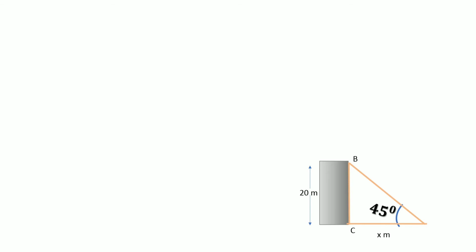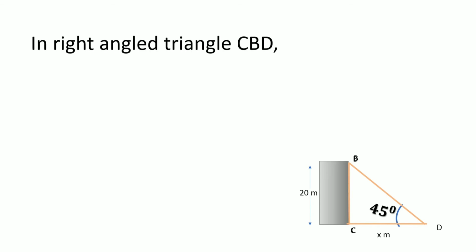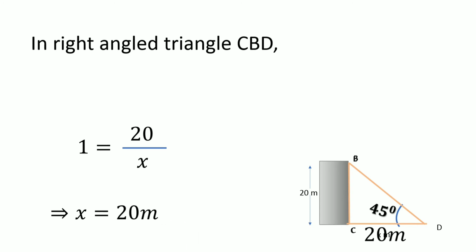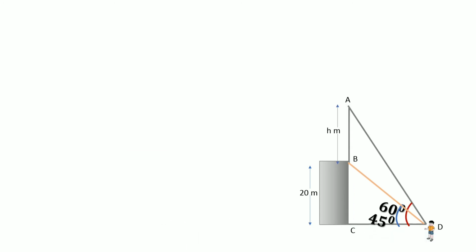So what can we use here? TOA: tan, opposite, adjacent. So in right angle triangle CBD, tan theta is equal to opposite side by adjacent side. Tan 45 is equal to 20 by x. Tan 45 is 1, we already know. So x is equal to 20 meters. In the next step, we can calculate h.